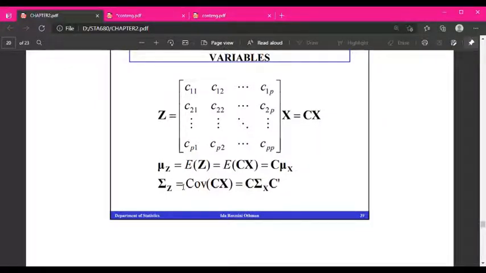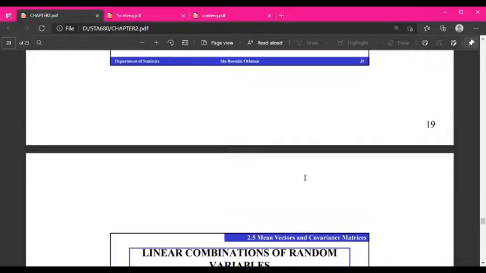And then untuk dapatkan mean of this linear combination, so it is the expected of Z, which is we can consider it as C, which is the matrix C multiply the matrix of mean. Matrix of mean for X tadi lah. And then the covariance of CX pula akan jadi C multiply the variance covariance matrix multiply the matrix of C transpose.